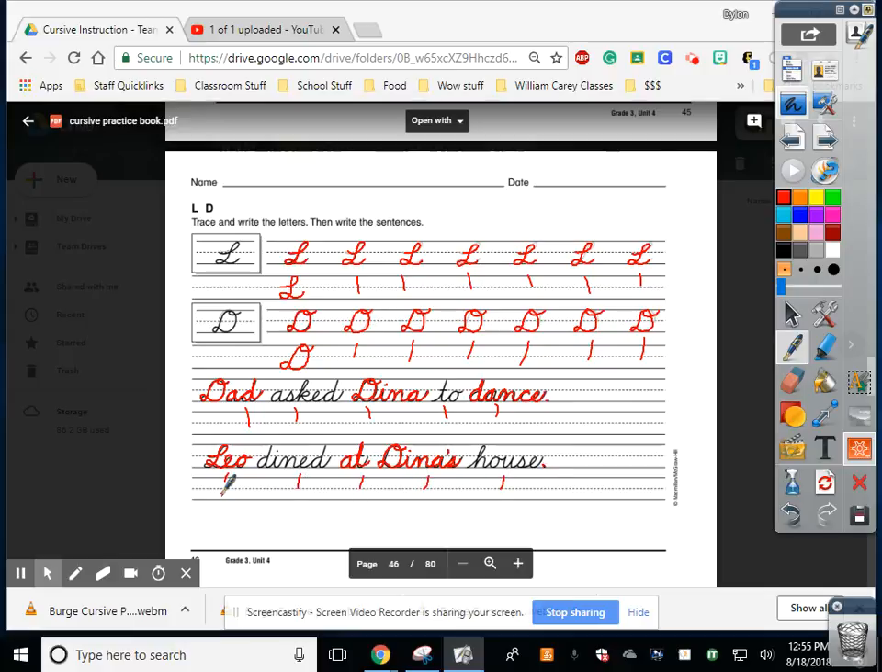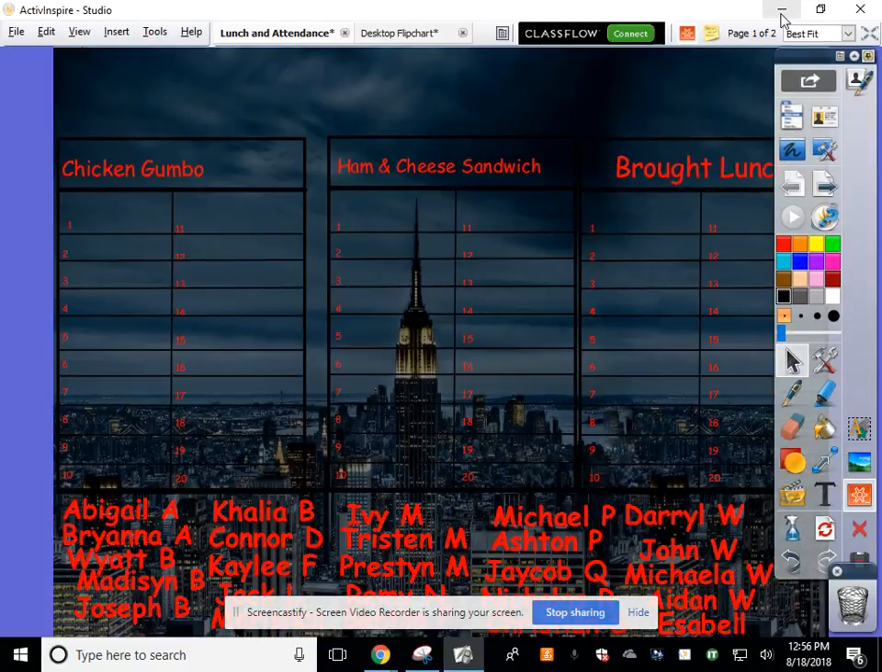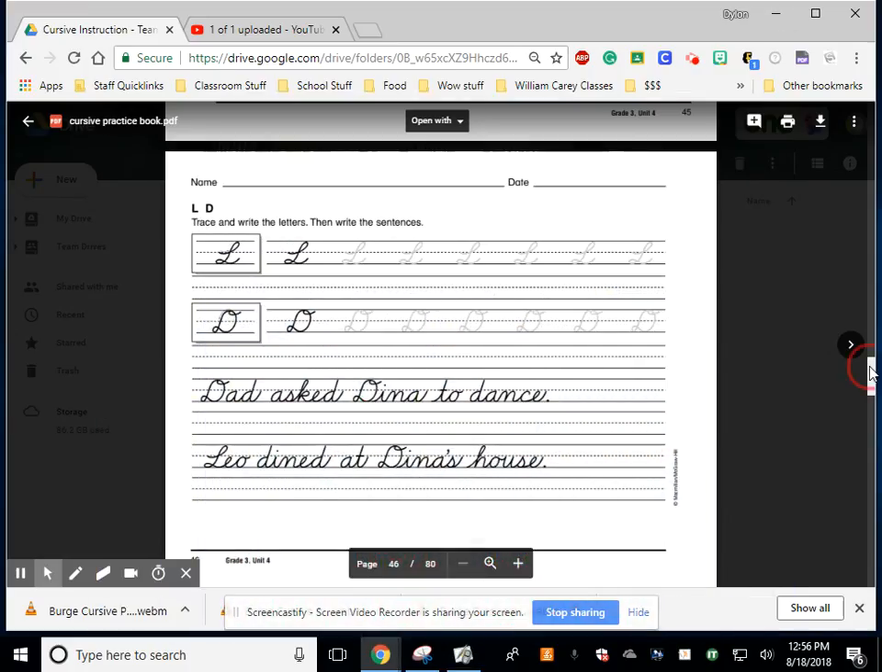And so as you're paying attention, in this square, draw a triangle. All right, going on to the next page.